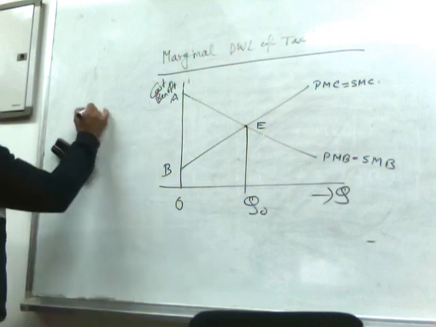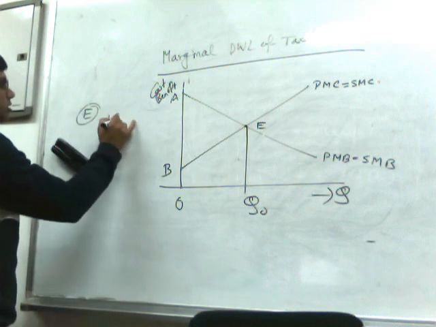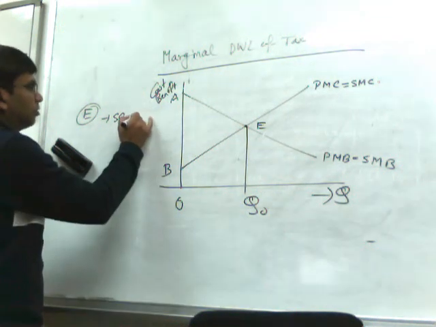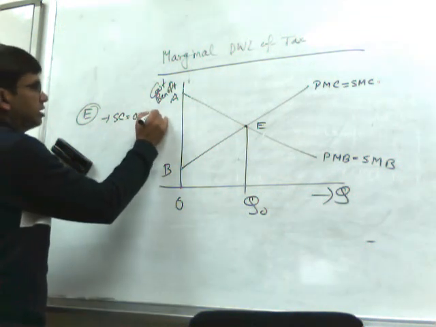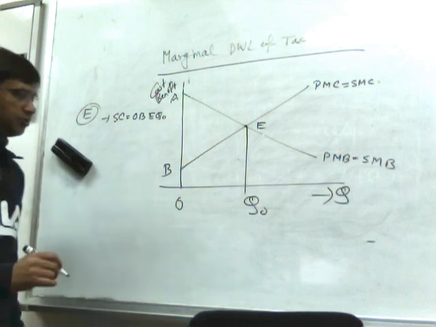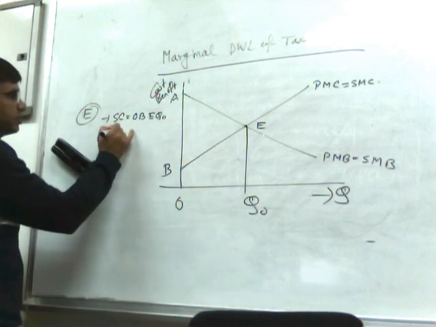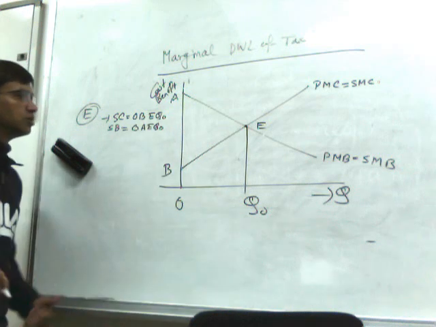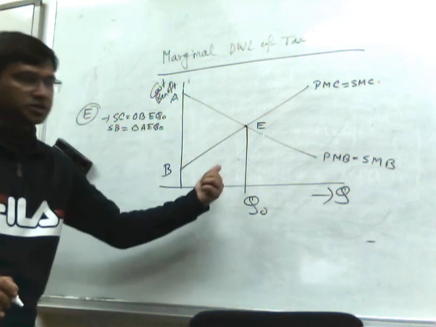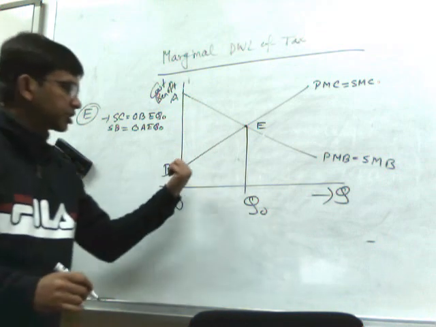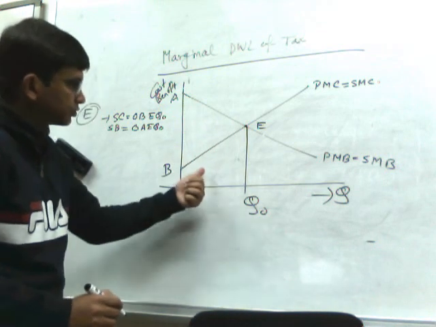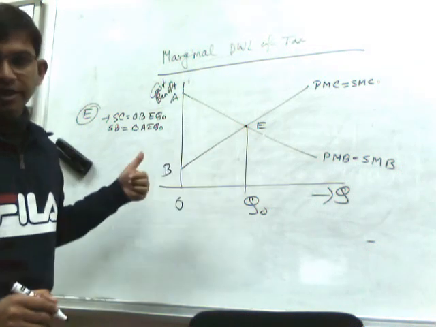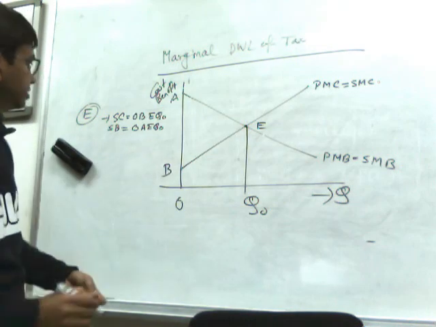So at point E, we can find social cost equals OBEQ0, and social benefit equals OAEQ0. The area of this quadrangle OBEQ0 represents social cost, and the area of this quadrangle OAEQ0 represents social benefit.